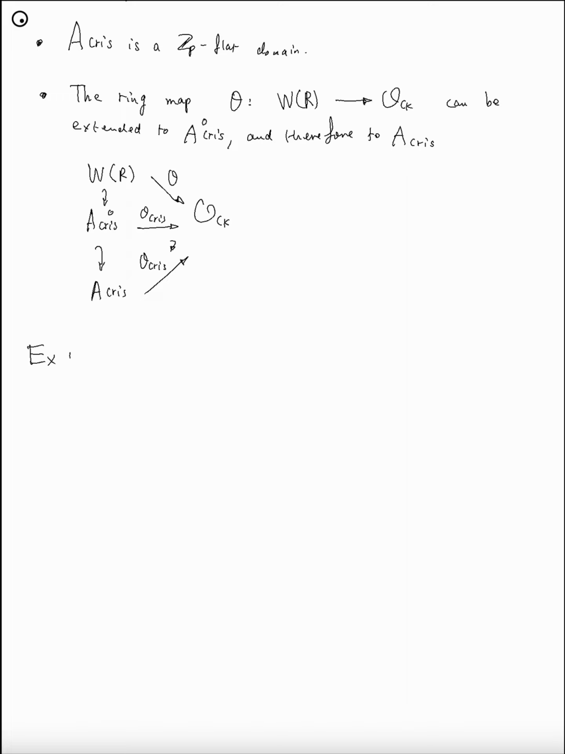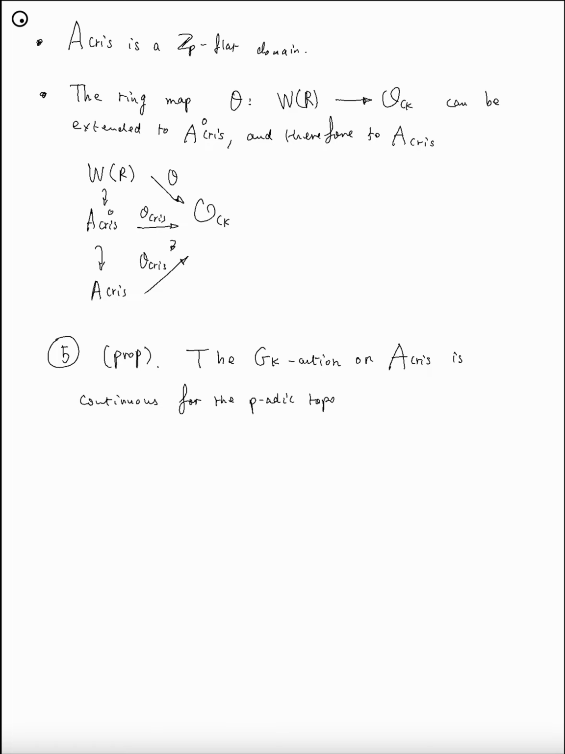Let's do the exercise. Proposition. The action. So let's just mention this. I don't do this, this is very technical. So proposition: the GK action on A_inf is continuous for the p-adic topology. A_inf is complete for the p-adic topology. Now the GK action is continuous for this p-adic topology.